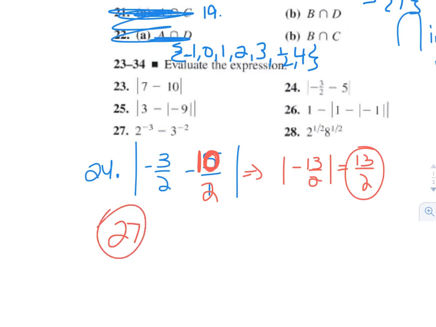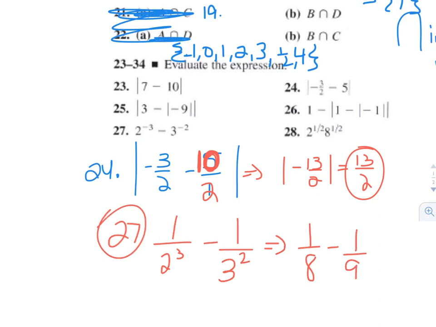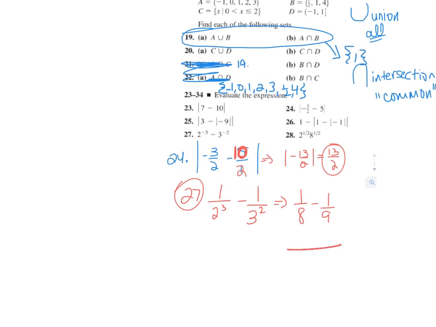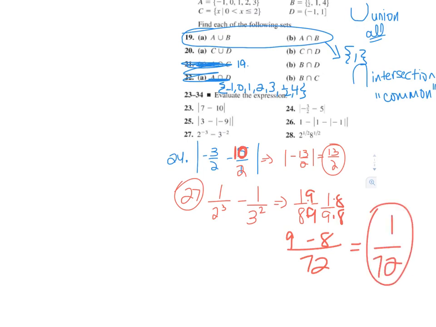Look at 27. What's another way I can rewrite 2 to the -3rd power? 1 over 2 cubed. Minus what? 1 over 3 squared. All this is a fraction, guys. It's 1/8 minus 1/9, correct? What's the common denominator between 8 and 9? 72. It's big, but that's okay. I multiply 9 on the bottom, 9 on the top. I multiply 8 on the bottom, 8 on top. 9 minus 8 is 1, so it's 1 over 72.